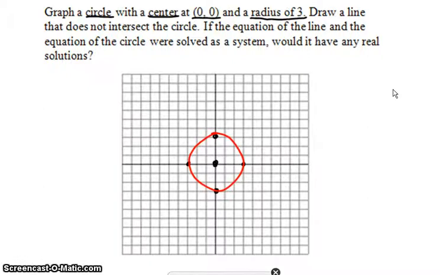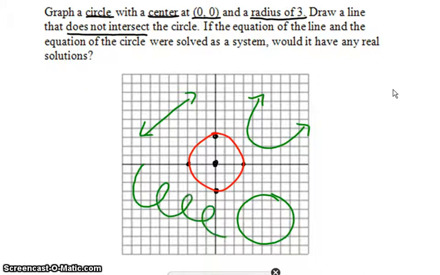That's actually pretty good. All right, now, it wants us to draw a line that does not intersect with the circle. I don't care what you draw there. It doesn't specify. You could draw a straight line out there. You could draw a parabola over here. You could draw a circle, because technically it is still a line. You could even draw a squiggle, as long as it does not touch your circle.